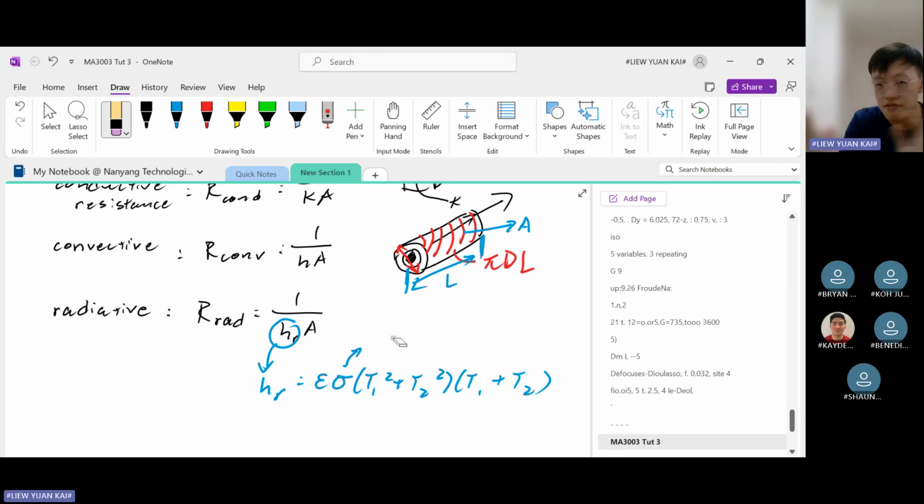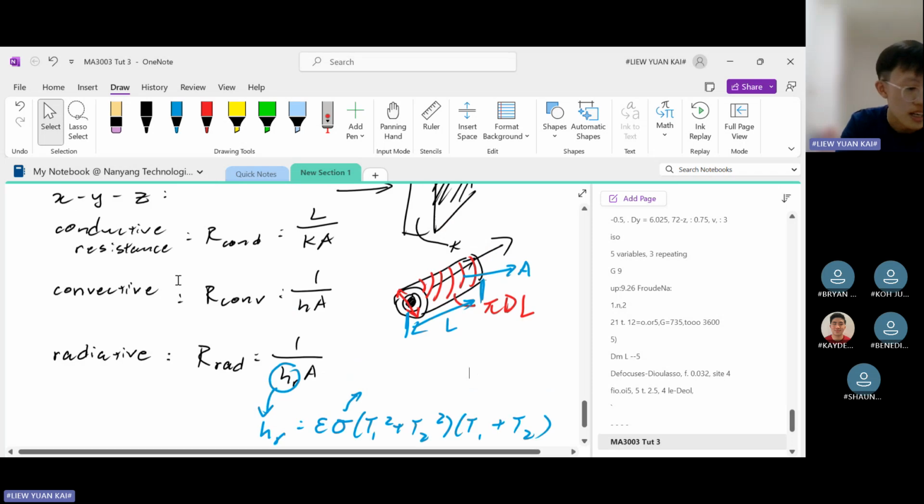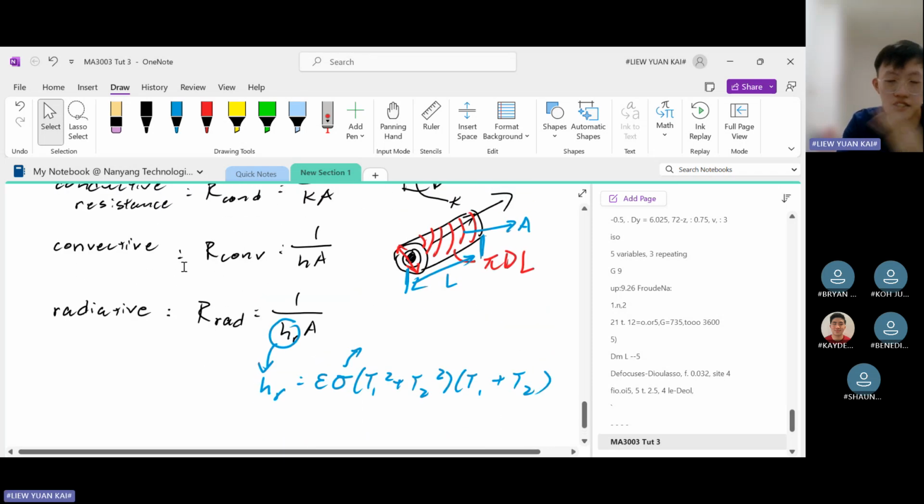Okay, there's a lot of formulas thrown here, but don't worry. Remember, MA3003 is open book, so feel free to concisely note down these formulas and apply them as you see fit. Okay, and yeah, so that's the three modes of thermal resistances, but this is only the XYZ coordinate.